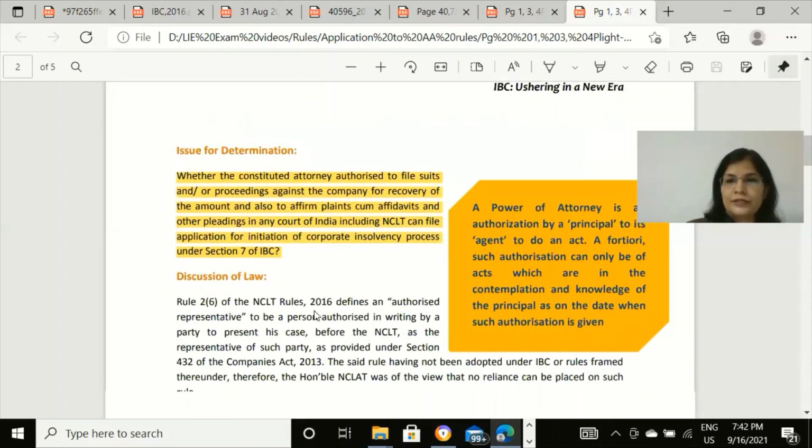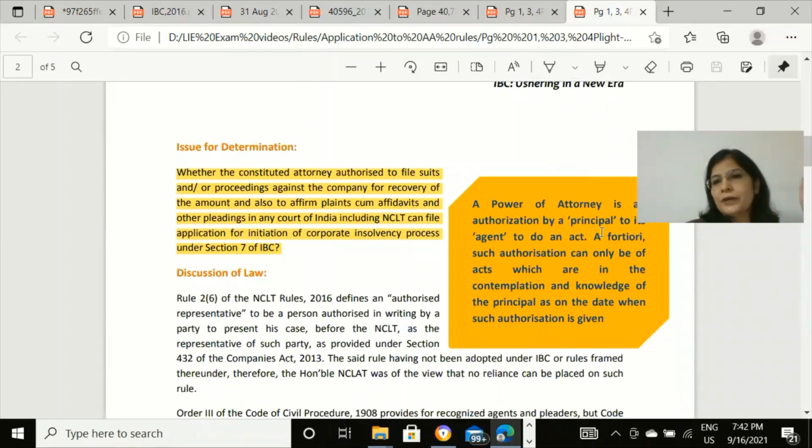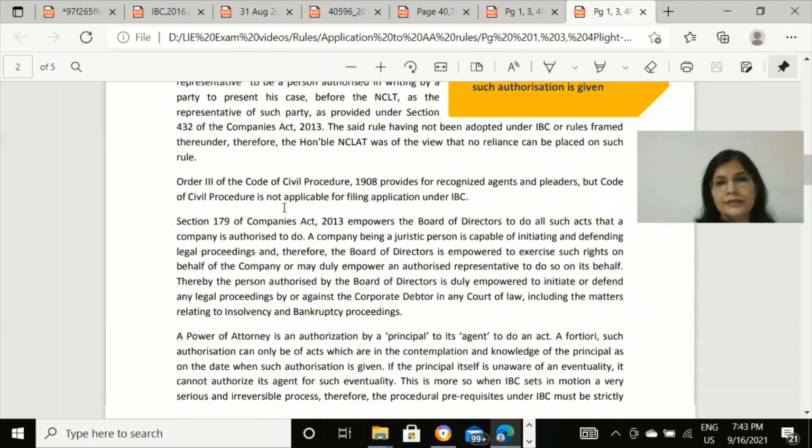Then the Supreme Court says that a power of attorney is an authorization by a principal to its agent to do an act. A fortiori, such authorization can only be of the acts which are in the knowledge and consideration of the principal as on the date when such authorization is given. Now they are examining whether the constituted attorney is authorizing the person to file suits or proceedings against the company for recovery of the amount, and whether that person filing such application can give an affirmation in the plaintiff's affidavits and other pleadings in any court of India, including NCLT. Then such a person can file an application for initiating CIRP. How is it that they are saying so?